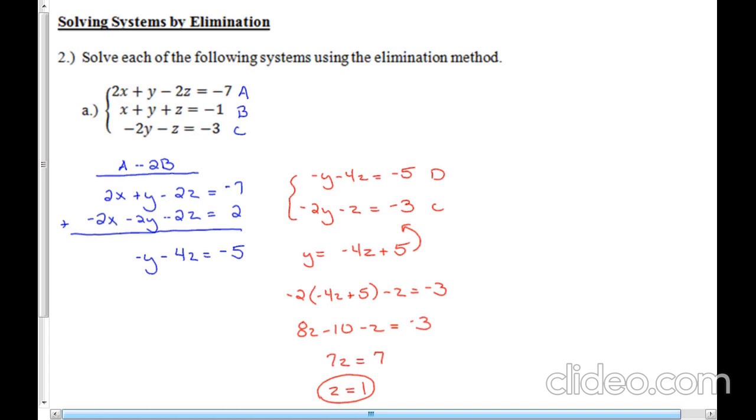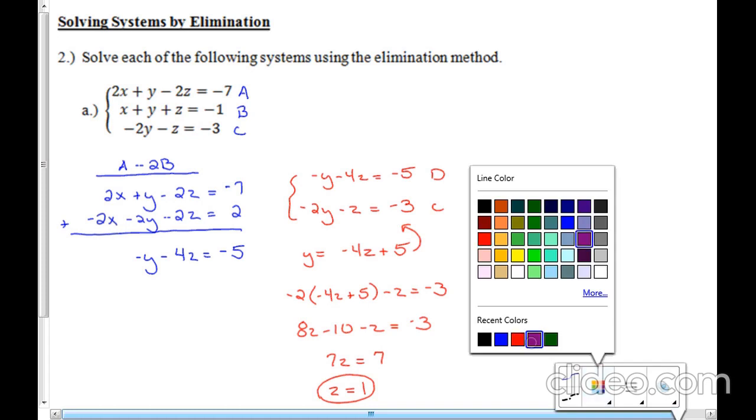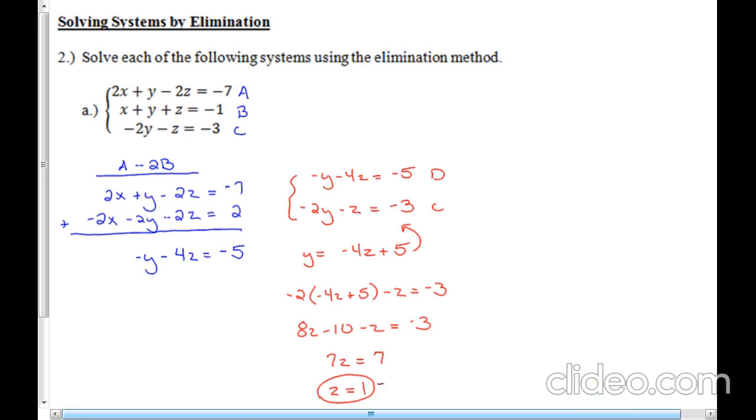Now, I can use this z to come up with y. So I'm going to change colors here so that we can follow along. I'm going to take this z and substitute it back there. This is the equation that I solved earlier, or rewrote. So we created D, and then I rewrote D. Now I'm going to take z and put it back in there because that's going to allow me to solve for y. So negative 4 times 1 plus 5. So y is going to equal 1.